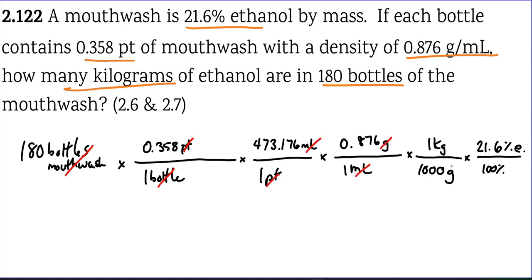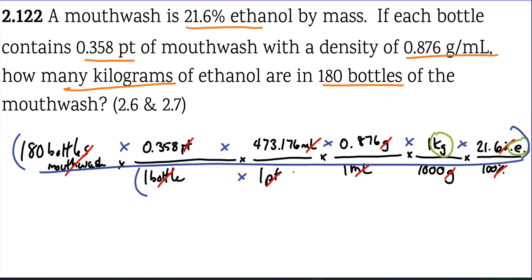We take a look at all of our units. Bottles cancels, pints cancels, milliliters cancels, grams cancels, kilograms stays, percentage goes away, treated as a unit. We multiply across the top, we divide by the product at the bottom, and we end up with the kilograms of ethanol that are total here. We solve and we get 5.77 kilograms of ethanol. Again, remember, we made 180 bottles.